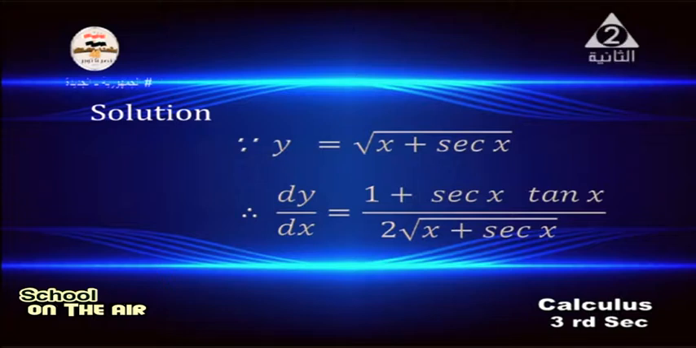Then in the numerator, we find the first derivative of the function inside the square root. Derivative of x equals 1, plus the derivative of sec x equals sec x tan x, all over 2 multiply square root of x plus sec x. Then the derivative of square root of x plus sec x equals 1 plus sec x tan x over 2 multiply square root of x plus sec x.